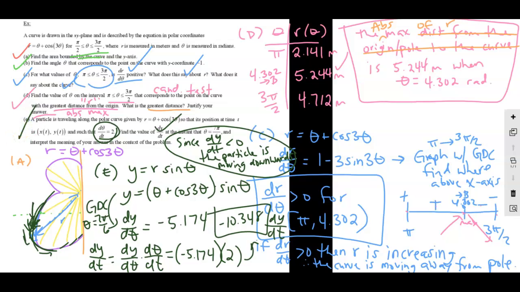There we go, we're done. Those are kind of long questions, especially when they bring on that part E, where they mix the polar stuff with the parametrics and the vector stuff, which will happen occasionally. Long questions, long notes today.